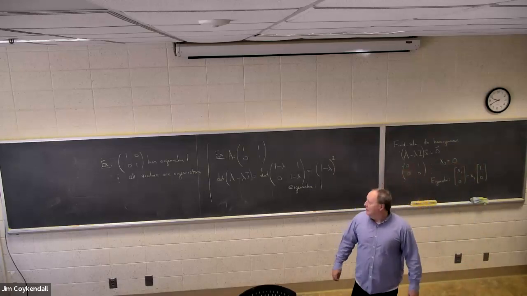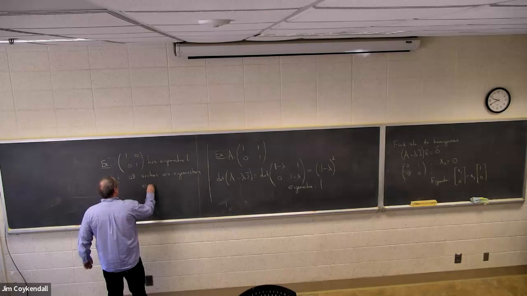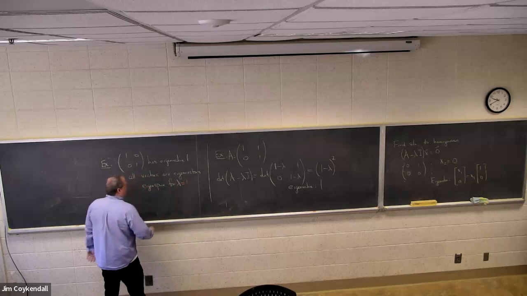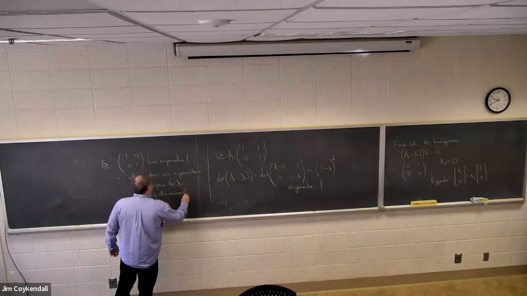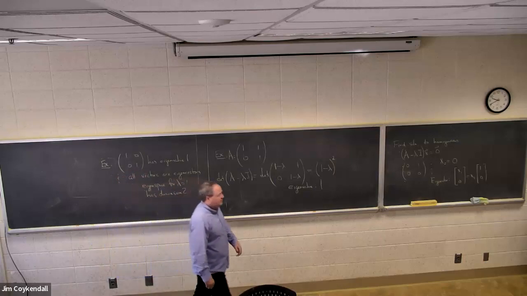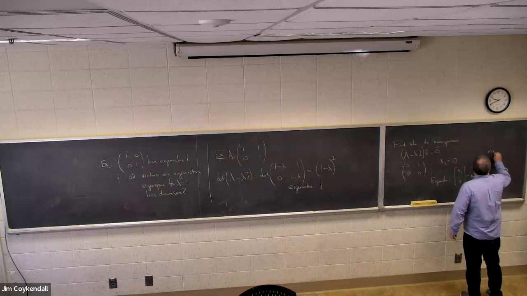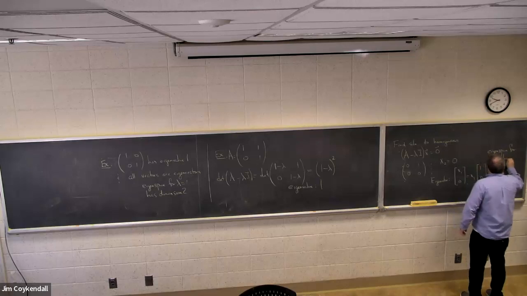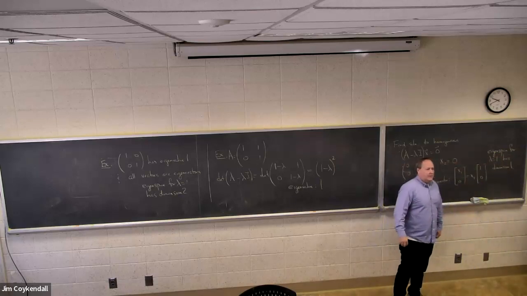In this case, the eigenspace, all vectors are eigenvectors. So the eigenspace for the eigenvalue 1 has dimension 2, because it's all of R2. Over here, the eigenspace for lambda 1 has dimension 1, because there's only one free variable.